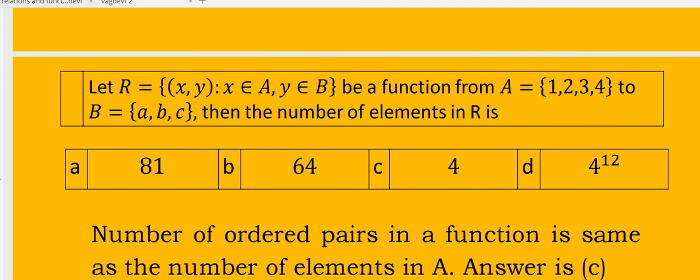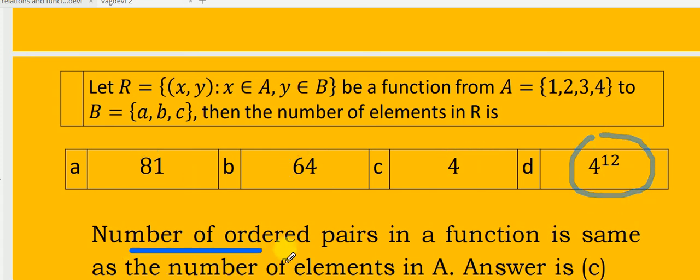Let R be equal to the ordered pairs x, y such that x belongs to A and y belongs to B, be a function from A equals 1, 2, 3, 4 to B equals a, b, c. Then the number of elements in R is? Clearly it is given that R is a function here, and I have 4 options for the number of elements in this relation, which is a function. We have 81, 64, 4 and 4 to the power of 12.